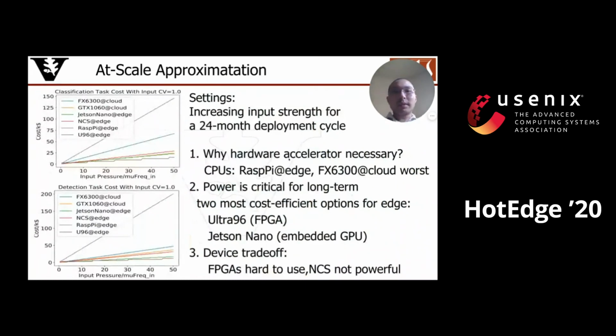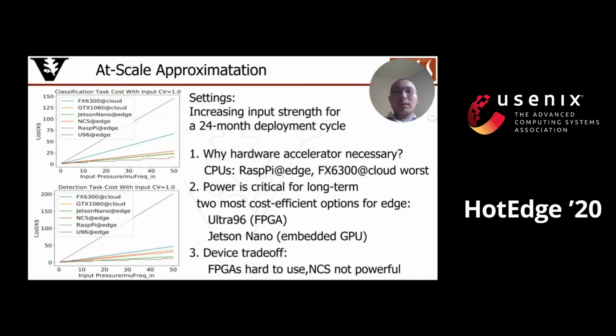And based on all these methods discussed above, we set an overall deployment cycle of 24 months and estimate the overall deployment cost for different hardware for 2 tasks. And from these approximation results, we can draw some important conclusions from different aspects. We first show why hardware accelerators are really necessary, because general CPUs show the least cost efficiency and worst performance overall. And also we show why power is critical in long-term deployment.